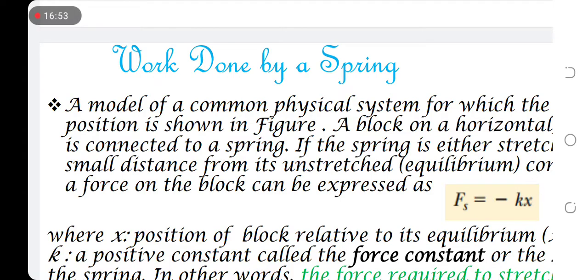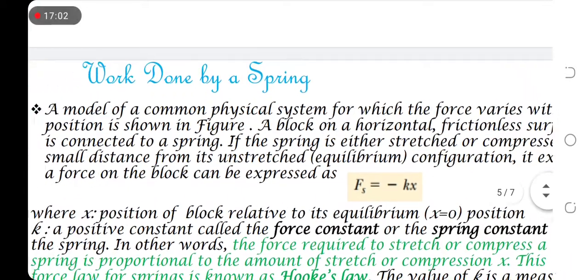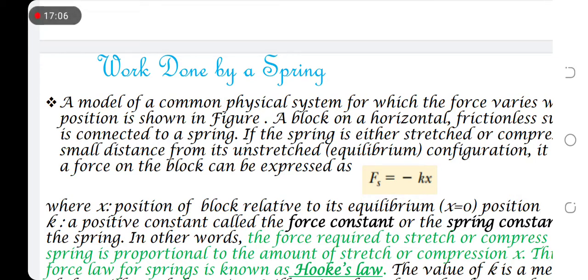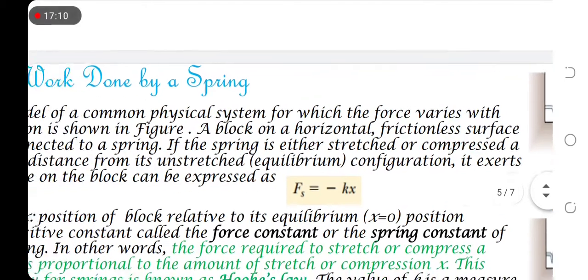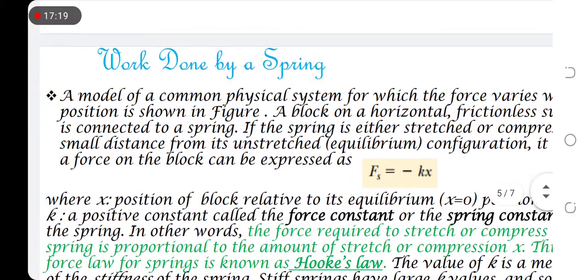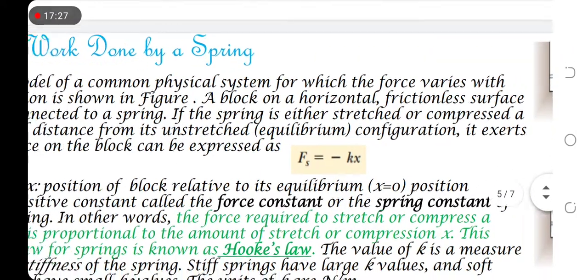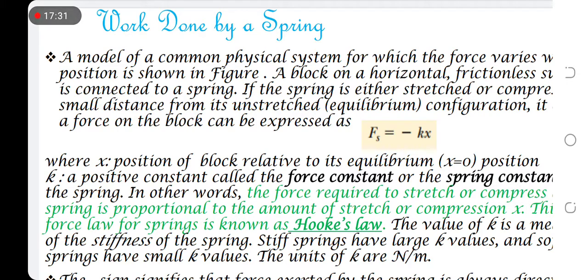A block on a horizontal frictionless surface is connected to a spring. If the spring is either stretched or compressed a small distance from its unstretched equilibrium configuration, it exerts a force on the block expressed by Fs equals minus Kx, where the negative sign shows that it is the restoring force that brings the body back to its initial position, and Kx is the spring force, a variable force.